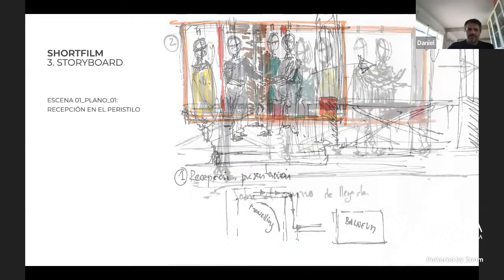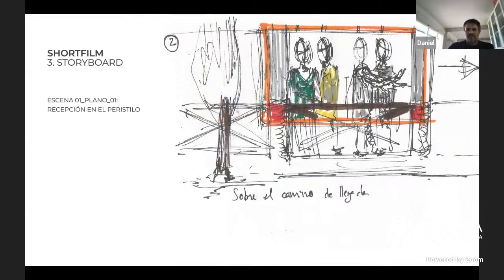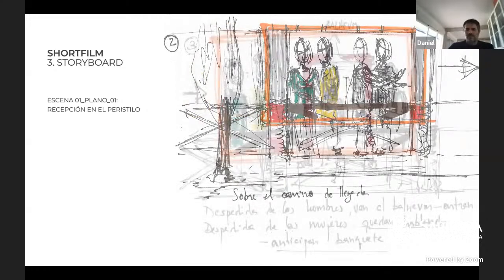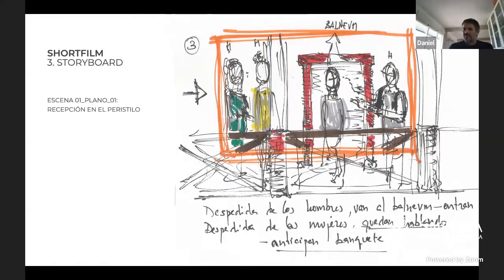This is just another example of a storyboard with some brief description, in this case in the peristylum, addressing the volume.